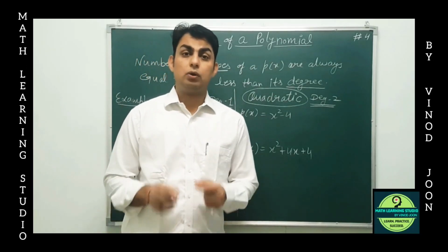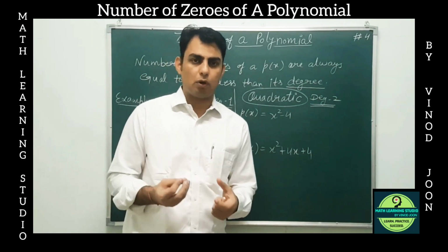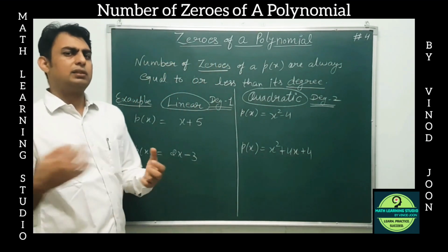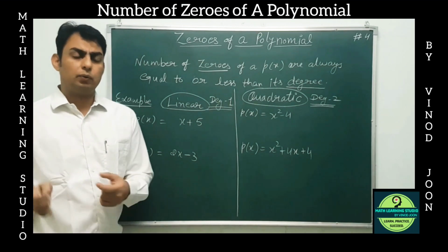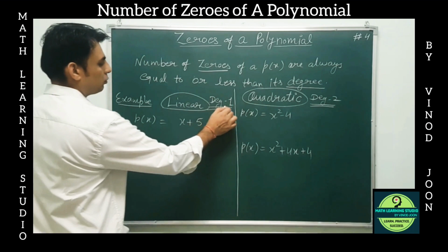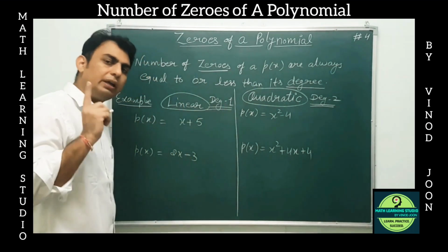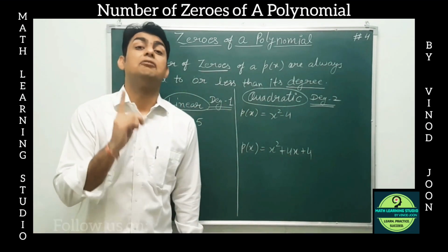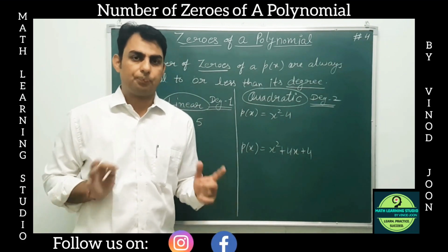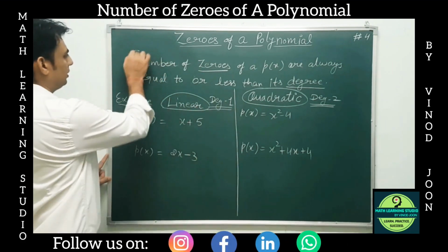Now, let us find out how many zeros a polynomial can have. Well, it always depends on the degree. In the previous example also, we saw that when there was a linear polynomial x minus 7, linear polynomial means degree is 1. So 1 degree means there can be only one value of x which will make the polynomial 0. Yes. So I have written the statement here.